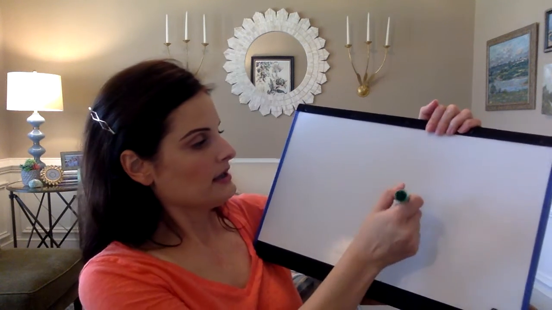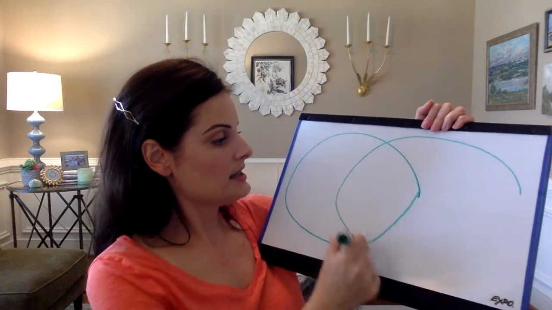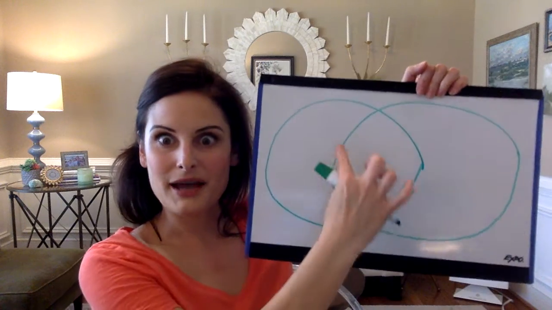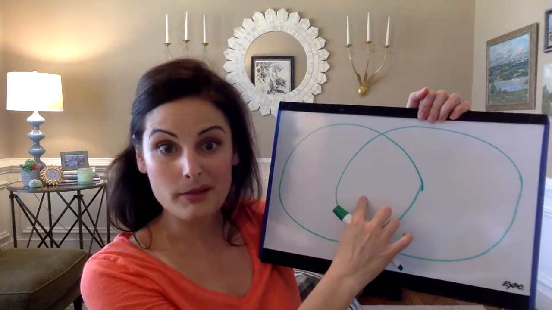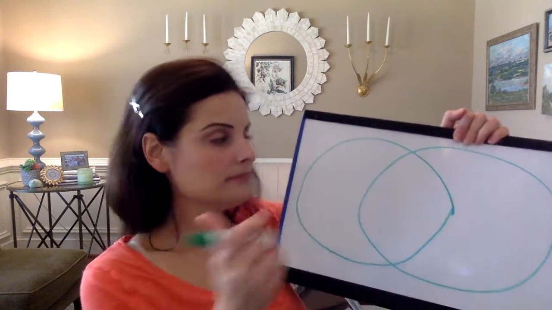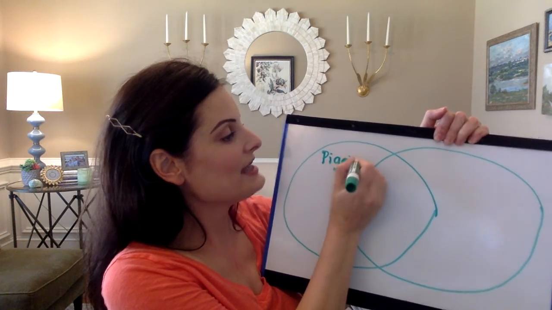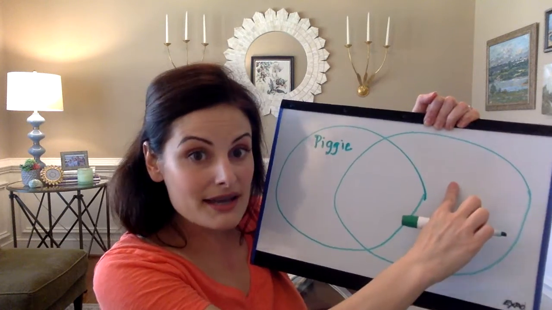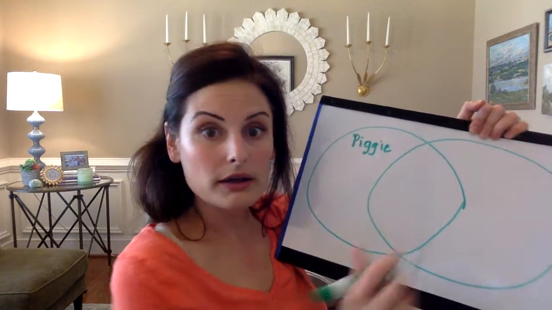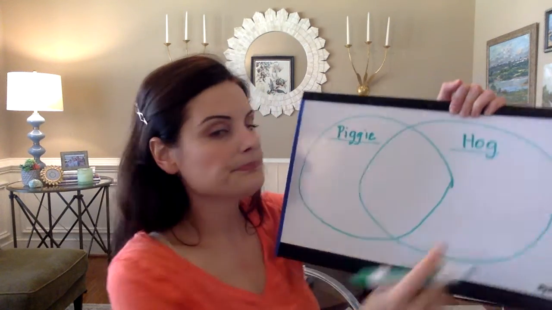It's not always easy to get this right the first time, so you might have to erase and try your ovals a couple times. Here's one oval. Here's the other. Okay, look, I put a really big space in the middle this time. That's probably pretty good. Then on this side, you're going to write Piggie. P-I-G-G-I-E. And on this side, you're going to write hog. H-O-G. I'm going to underline them.